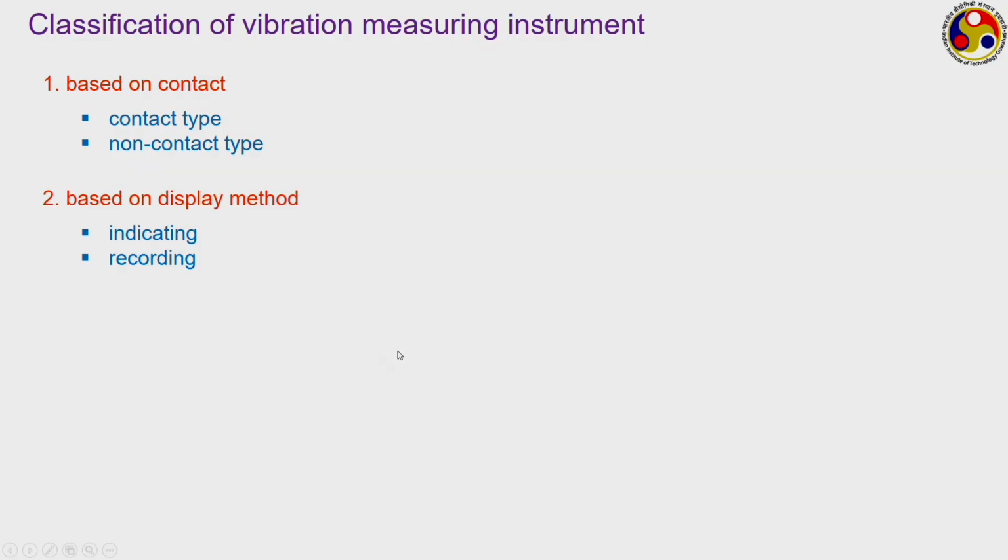Another type of classification can be based upon the display method. As the name suggests, indicating means where we are interested to get the reading directly on some kind of screen. Generally, we use indicating type instruments when we are not interested in continuous monitoring, rather just one odd occurrence or a very brief instant of time in which we want to know the oscillation amplitude or vibration amplitude and acceleration.